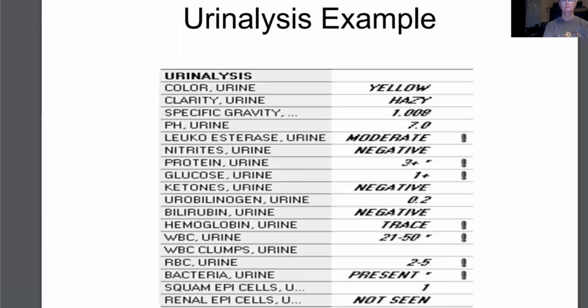slam dunk UTI. And then if there's bacteria present, could be UTI, but it could also be that the sample was not a clean catch, especially if there's some squamous epithelial cells in the sample as well. That probably means it was not a clean sample.